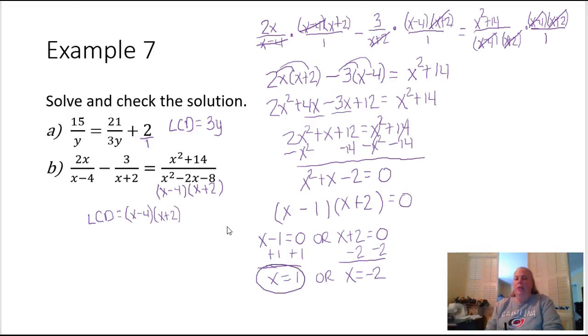Now let's check negative 2. Negative 2 minus 4, negative 6, we're okay. Negative 2 plus 2, that's 0. We can't divide by 0, so since this solution gives me 0 in a denominator, it is not a solution to my problem. And the only solution to B is going to be 1.